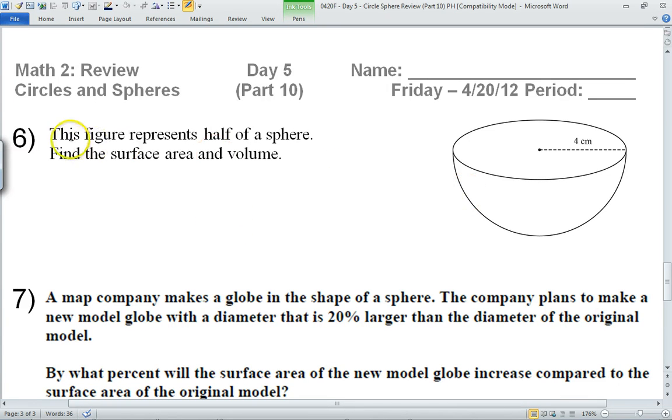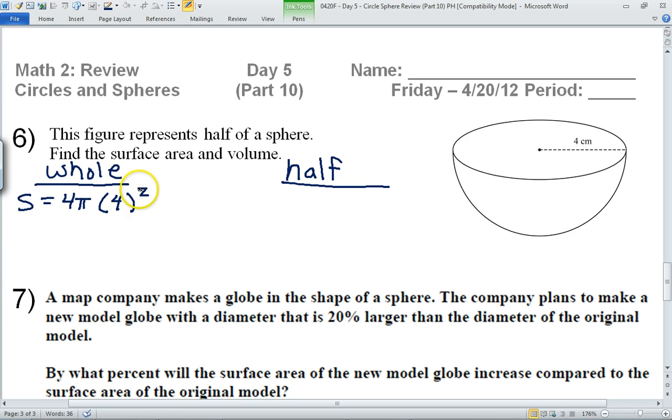This problem is relatively straightforward. This is half of a sphere, so if I want to find the surface area and the volume, I would just start by finding the whole surface area and volume, and then dividing that by 2, and that will be half of the surface area and volume. So the whole surface area is 4 pi times the radius squared, and the radius we see is 4. So put that in your calculator. That's 64 pi. Okay, so half of the surface area should be half of that, so that should be 32 pi.